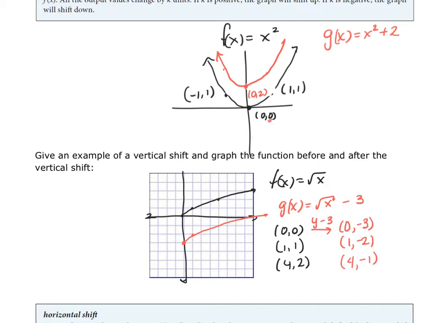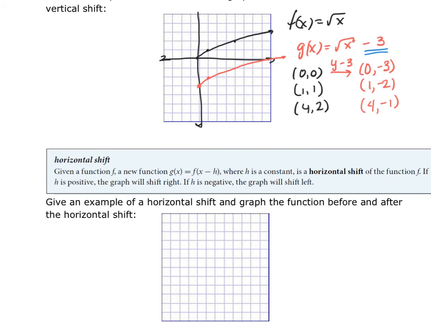Notice that my y values are the ones that are changing. They are outside of my function, and that is the vertical translation down. Notice, just like yesterday when we were playing with the Desmos, when I had a plus 2, I went up, and when I had a negative 3, I went down. What kind of questions do you have for me? If you have no questions, and please stop me if you do, we're going to go to the horizontal shift.